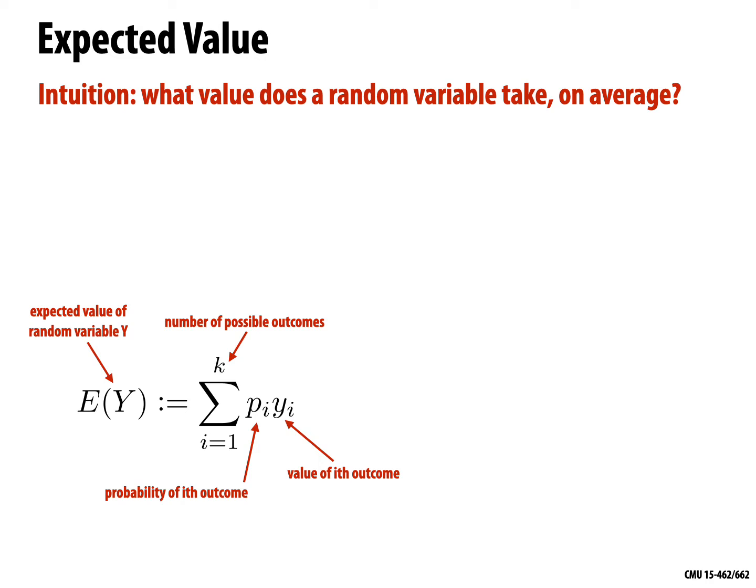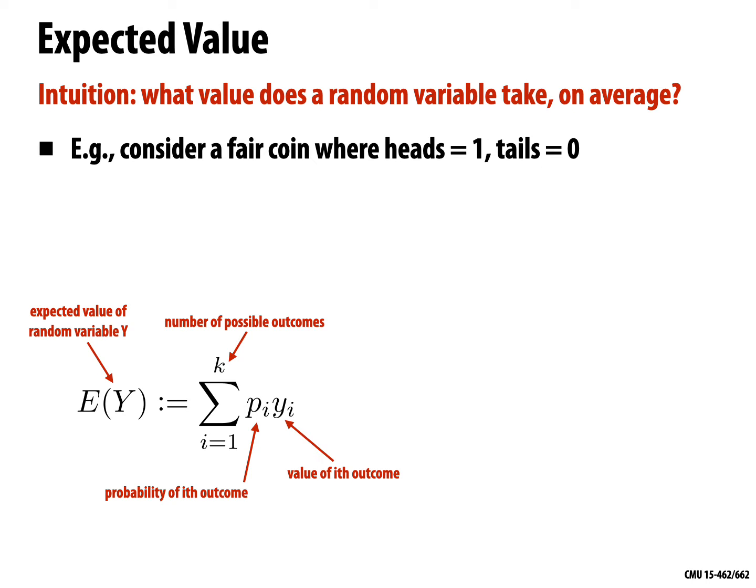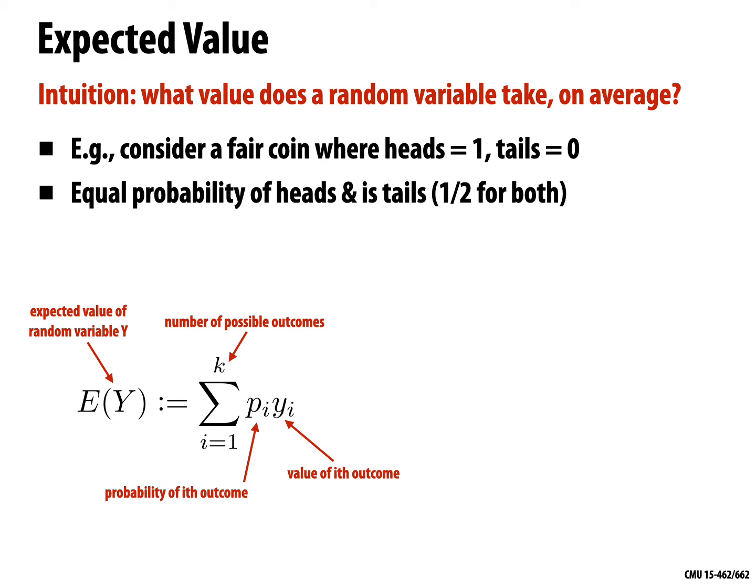As a simple example, consider a fair coin where heads is equal to 1 and tails is equal to 0. Right? So I'm going to flip a coin, look at whether it lands heads or tails. I'm going to add a 1 if it's heads, 0 if it's tails. And I'm going to tell you that the probabilities of heads and tails are both exactly 1/2. This is a fair coin. It's no more likely to land heads than tails. Okay? In this case, what is the expected value?